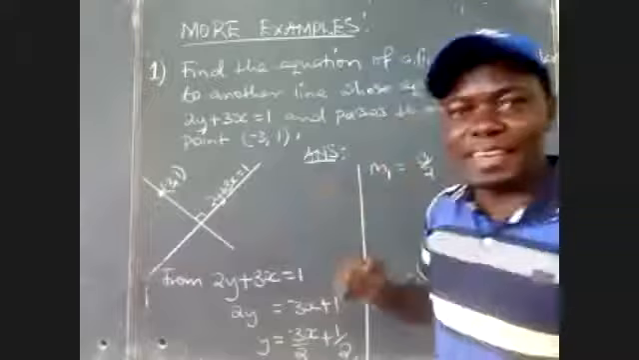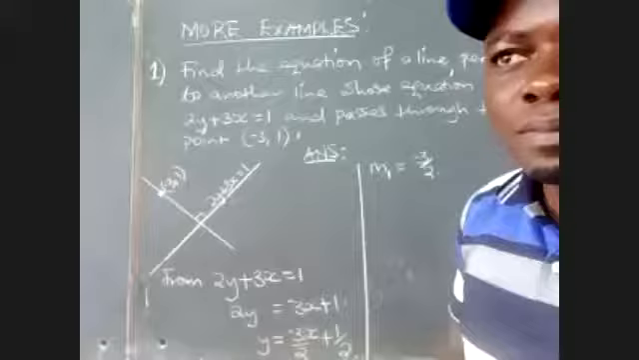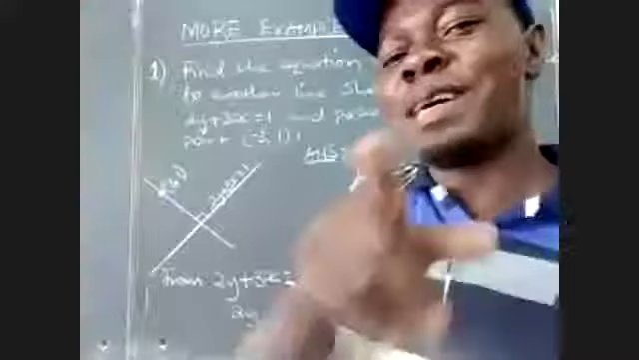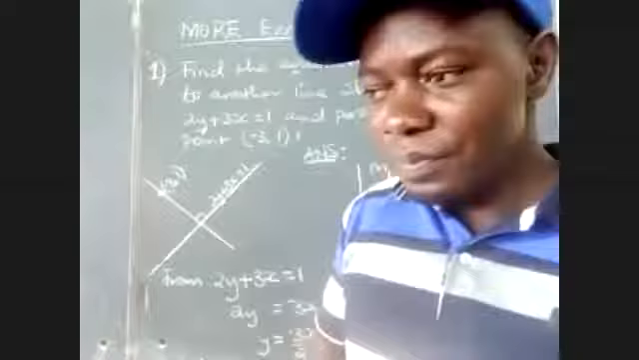How do I get the gradient of the second line? Can I get one person to talk? You can raise your hand. Teacher Martha, you choose. Teacher, I think you repeat. Okay, Angel, what are you saying?